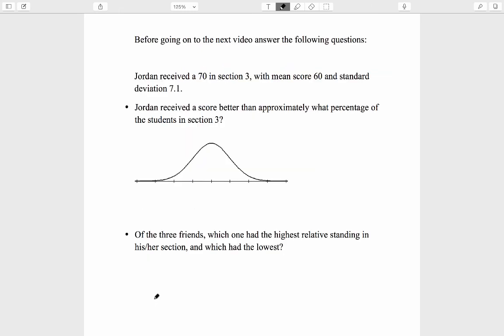Before going on to the next video, answer the following questions. Jordan received a 70 in Section 3 with mean score 60 and standard deviation 7.1. Jordan received a score better than approximately what percentage of the students in Section 3? And, of the three friends, which one had the highest relative standing in his or her section, and which had the lowest?